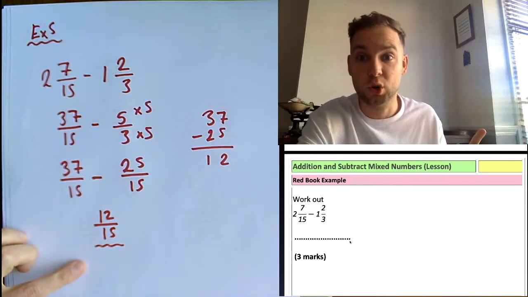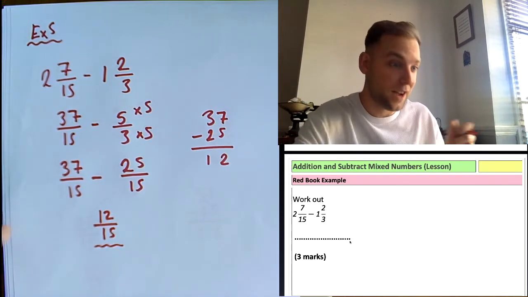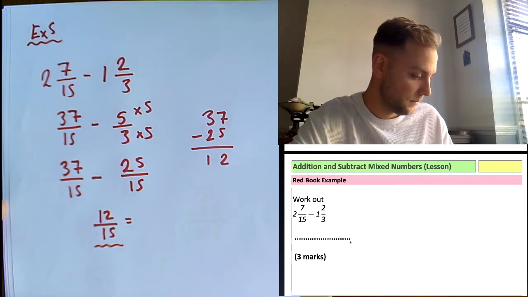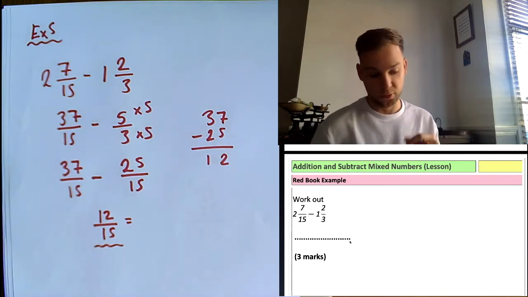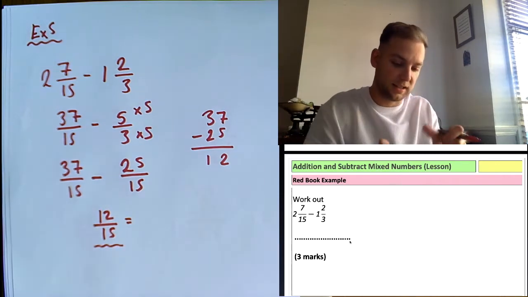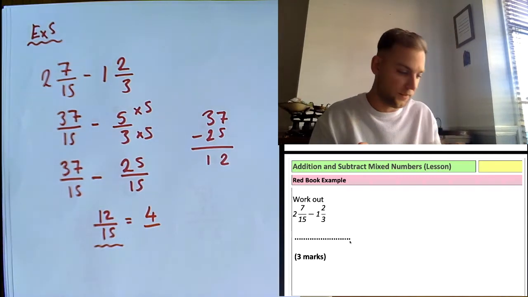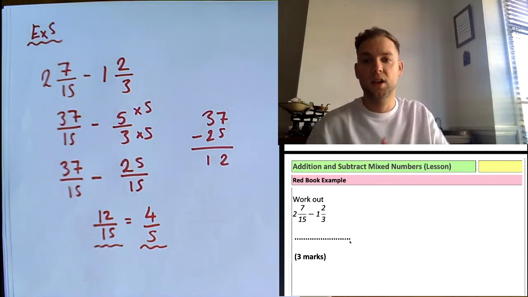So we need to make sure that I am simplifying this. So let's simplify this now. It's going to be 12 over 15. So what goes into both of those? 3 goes into both of those. So 3, 6, 9, 12. It's going to be 4 over 3, 6, 9, 12, 15, over 5. Brilliant. That's the final answer, 4 over 5.